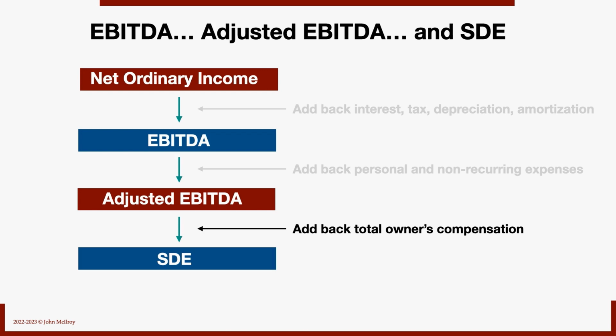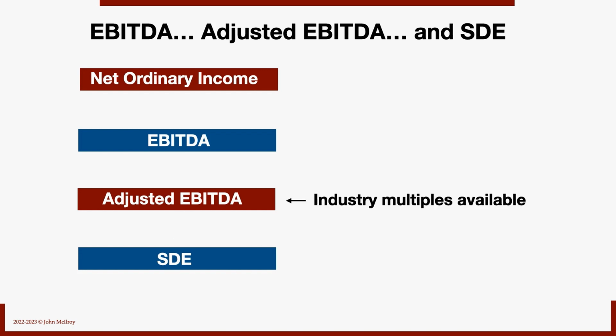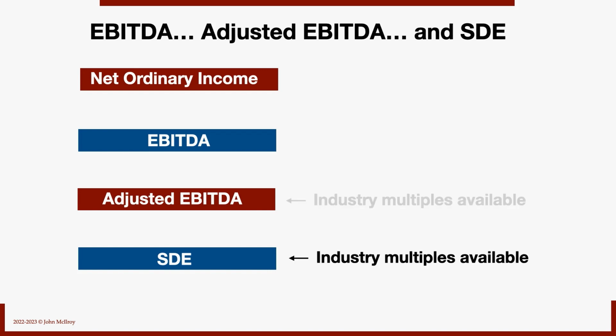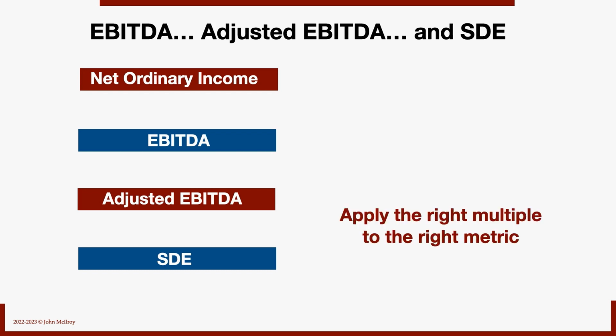SDE is a metric used to reflect earnings in fairly small businesses. There's only a handful of people. As we go up market, we typically are going to focus more on adjusted EBITDA. However, there are industry multiples that we can check for adjusted EBITDA to see what similar businesses sell for. And there's exactly the same thing for SDE. There are also industry multiples available for SDE that we can also check. But we do have to make sure that we apply the right multiple to the right metric.